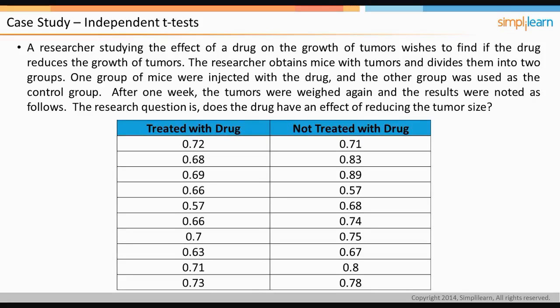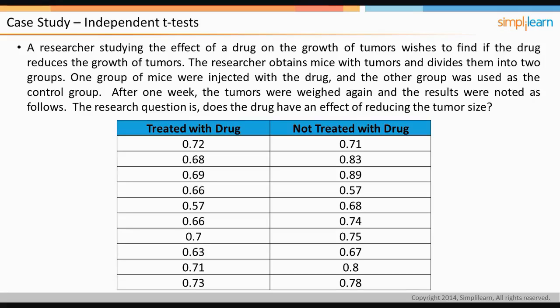Let's recall the assumptions for independent t-tests. The samples are random. The measured values are on a continuous scale. The independent variable is measured on two groups or categories. That is, in our case, the experiment and the control group. The observations are independent and follow an almost normal distribution.